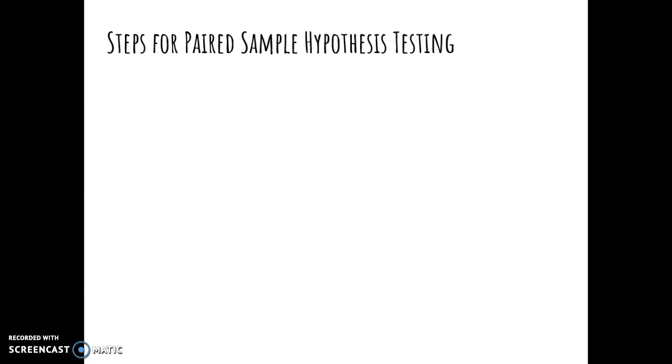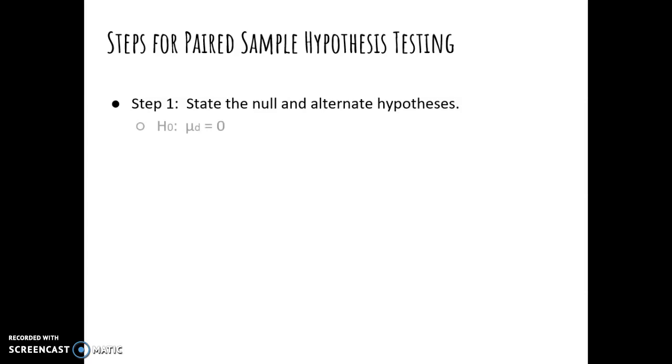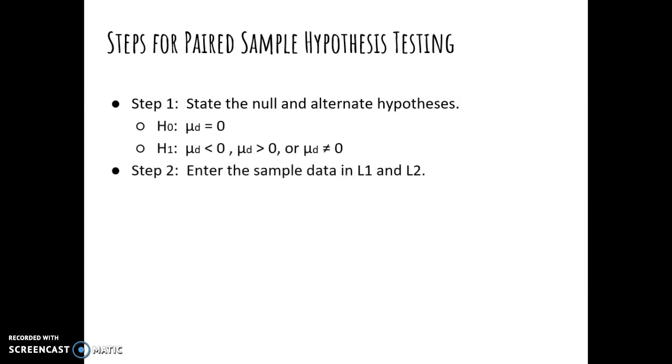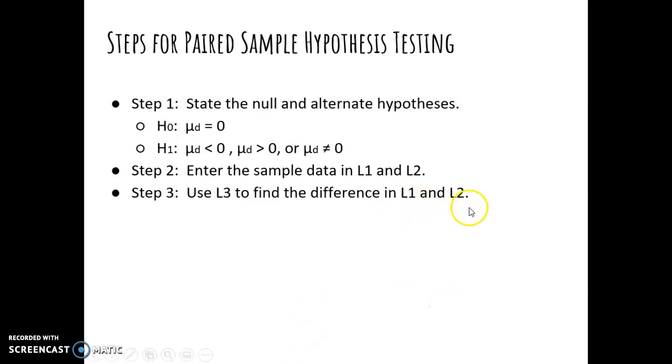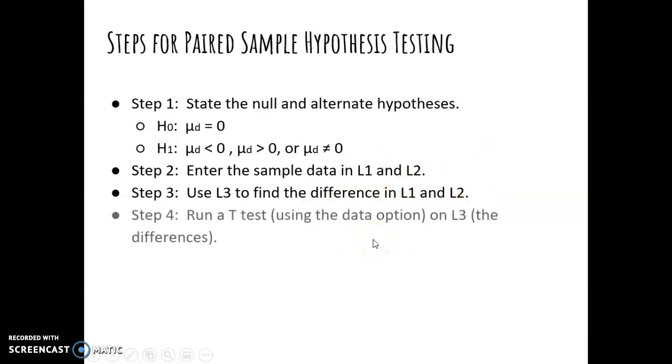So the steps for the paired sample hypothesis testing are mostly the same, but a little bit different because we have to take those differences. So first you want to state the null and the alternate hypothesis. And we already talked about that. You are going to put your data in L1 and L2. Just be careful, pay attention to which one is L1 and which one's L2. And then in L3 you're going to find the difference of L1 and L2. Sometimes we will do L1 minus L2, and sometimes we will need to do L2 minus L1. It just depends on how things are worded.